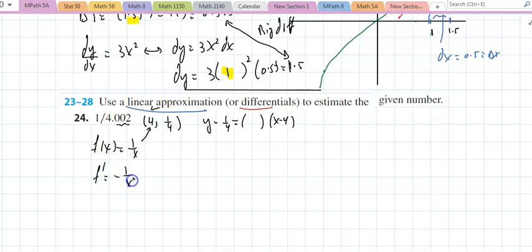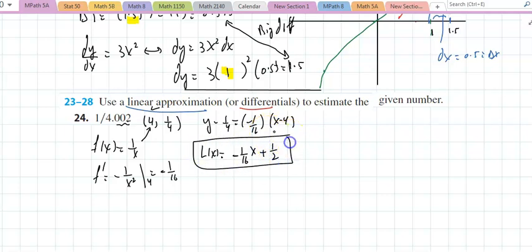The derivative is negative 1 over x squared, evaluated at 4. That's negative 1 over 16. There it is. And I'll say L of x is negative 1 over 16 x plus 1 over 4 plus 1 over 4 is 1/2. That will approximate this function around x equal 4. So L of 4.002 would be negative 1/16 times 4.002 plus 1/2.